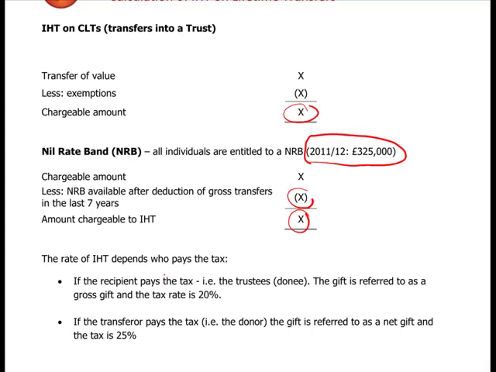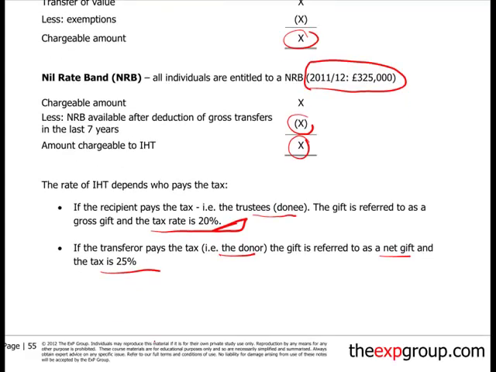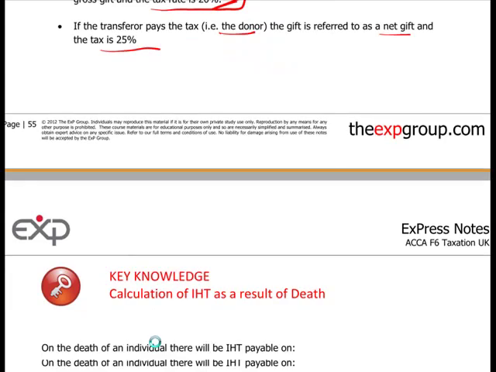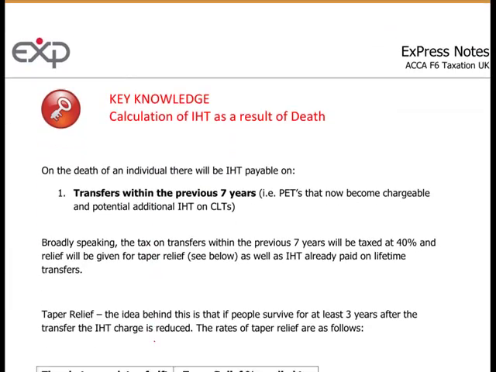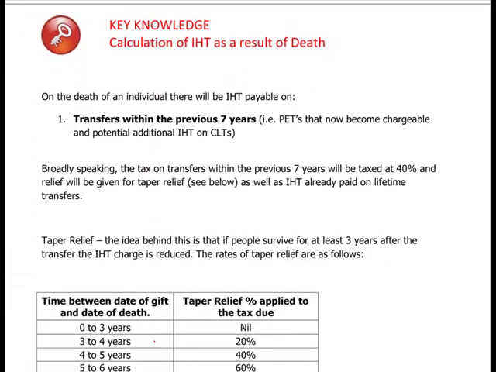Well, it depends who pays the tax. If the recipient pays the tax, i.e. the trustees or donee, the gift is referred to as a gross gift and the tax rate is 20%. If the transferor pays the tax, i.e. the donor, the gift is referred to as a net gift and the tax is now 25%. Broadly speaking, tax on transfers will be taxed at 40%. That is the IHT rate.